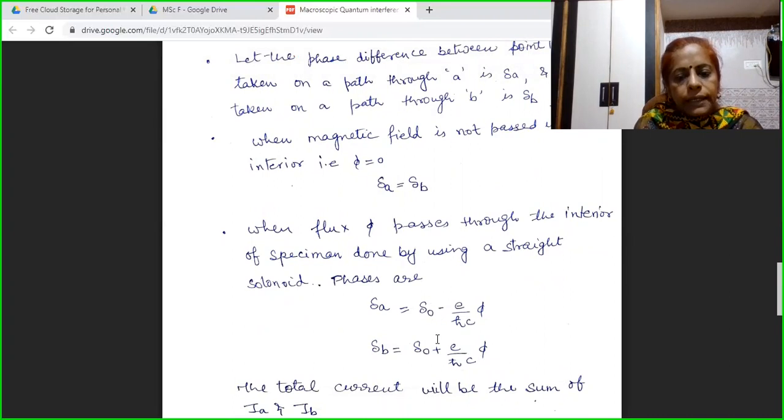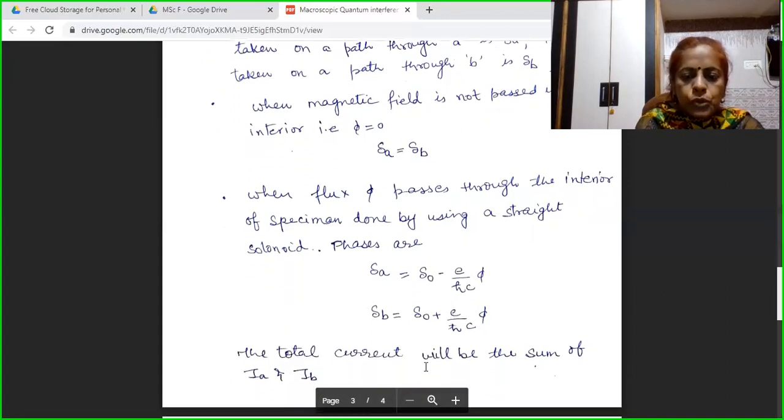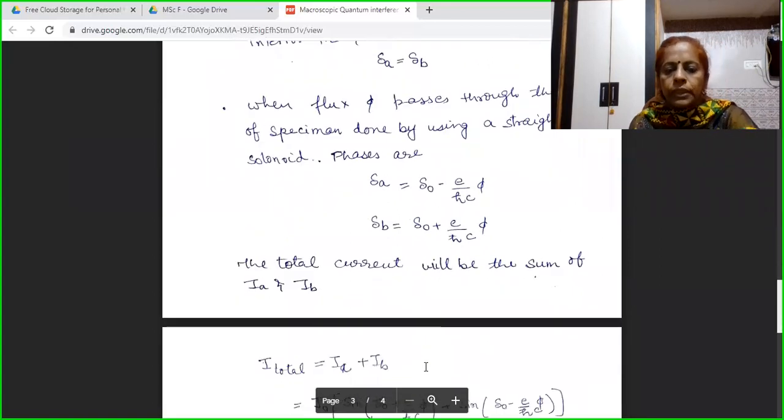Assuming that delta 0 is the initial phase, the phase across the first junction, that is A junction, will be delta 0 minus e phi upon h cross c. And similarly, the phase difference across the B junction will be delta 0 plus e phi upon h cross c. In one case it will be minus, and in another case it will be plus. Opposite sign will be there.